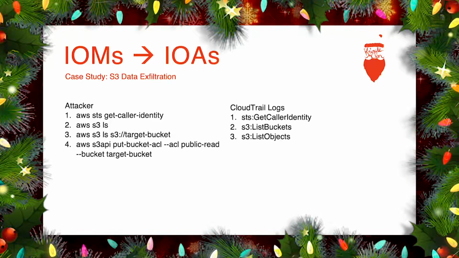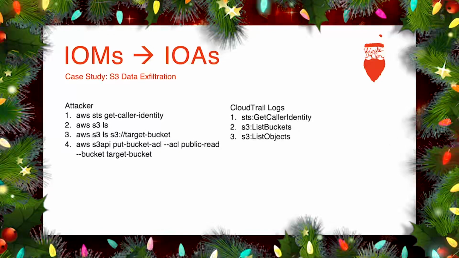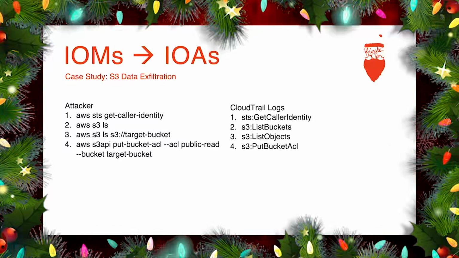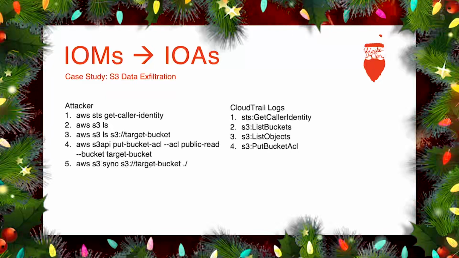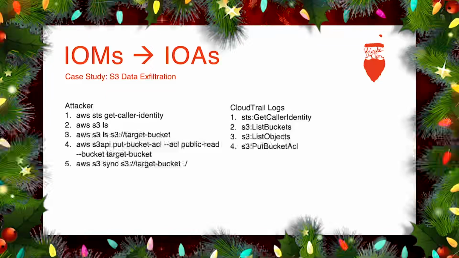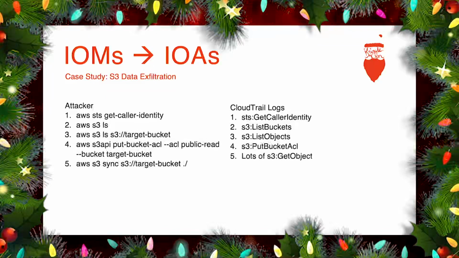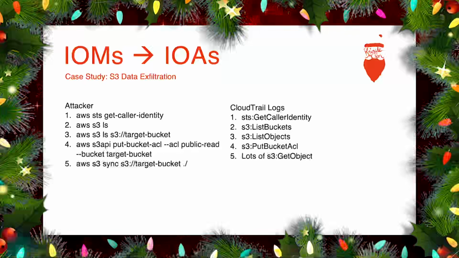Then aws s3api put-bucket-acl, and they're applying a public-read ACL to make that bucket publicly accessible. We'll see a PutBucketAcl log. And then maybe they finish up with aws s3 sync from the target bucket to a local folder or another S3 bucket to exfiltrate all that data that they have just found. So we might see lots of S3 GetObjects, lots of S3 HeadObjects, things like that. But again, this relies on object level logging, so it's possible to miss it.